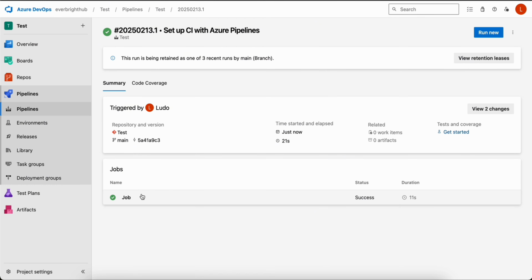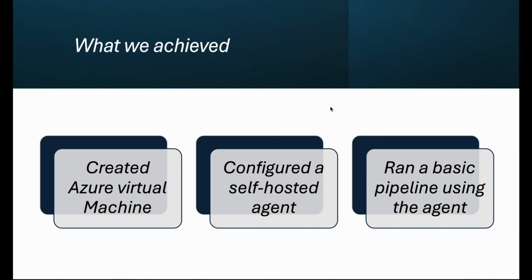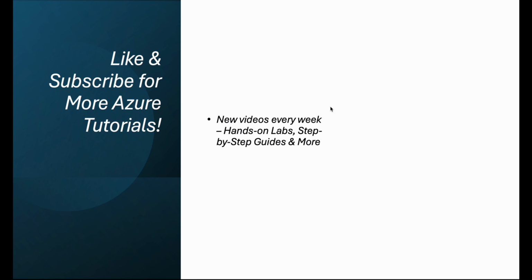As described, it is going to be just a basic one, but in the next video we are going to use something much more advanced, so stay tuned for that. So what have we achieved in this video? The goal was to create an Azure virtual machine, then configure the self-hosted agent, and run a basic pipeline using the agent that we hosted on our Azure VM.